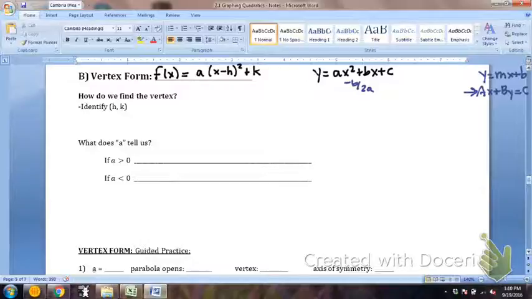So, again, we're going to go back through. We're still going to find the same thing. We're going to find the vertex, the axis of symmetry, and whether it goes up or down and whether it has a minimum or a maximum. But here's the cool thing about vertex form: when you're trying to find the vertex, all you have to do is look. You don't have to do any math. The h value and the k value are what you're going to be looking at. That is your vertex.